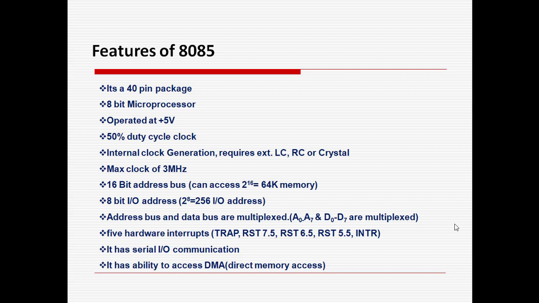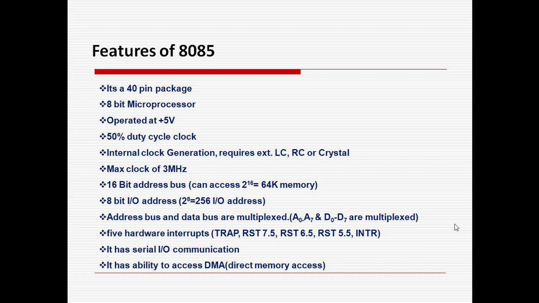And it has a 16-bit address bus. What does the address bus mean? Using this address bus we can connect external memory. With 2 power 16, we can connect a maximum of 64 kilobytes of memory with this 8085 microprocessor. And next, it has 8-bit I/O addresses. So 2 power 8, 256 input output devices we can connect with the 8085. Then it has a multiplexed address and data bus. That is, address bus and data bus are available on the same lines, the same hardware pins.